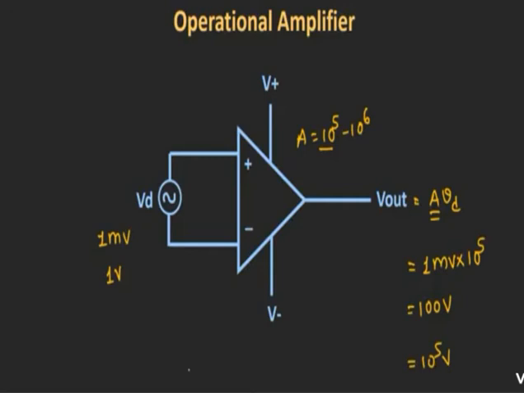Or let's say we apply 1 volt, theoretically we get 10 to the power 5 volts, but that is not possible, and the output of this operational amplifier is restricted between the biasing voltages that are applied to it. So the output voltage will be between the biasing voltages.